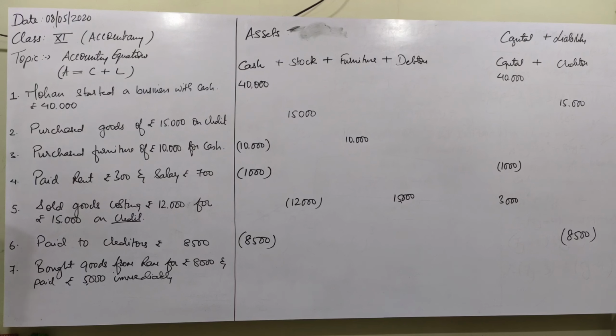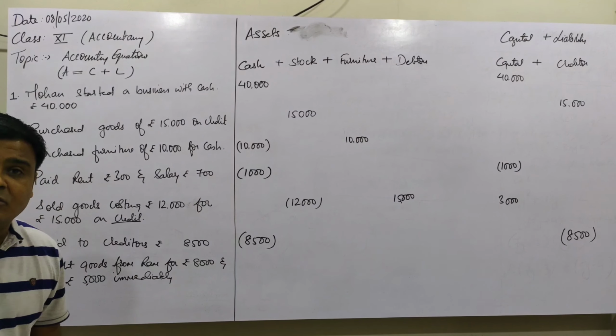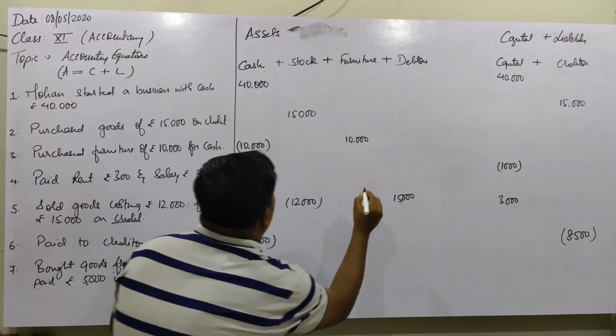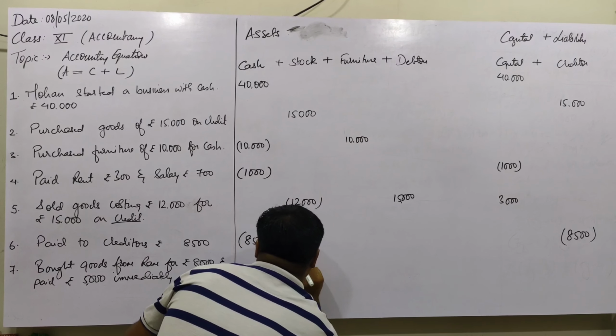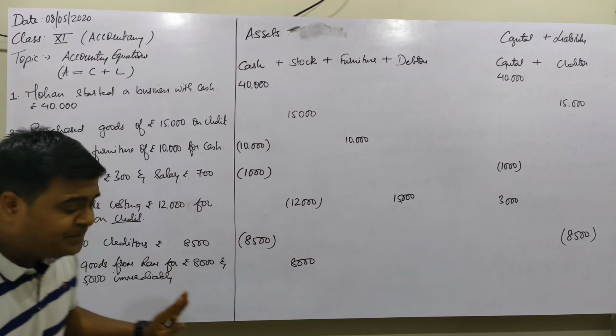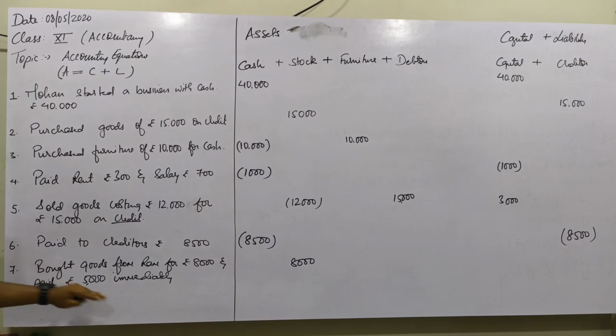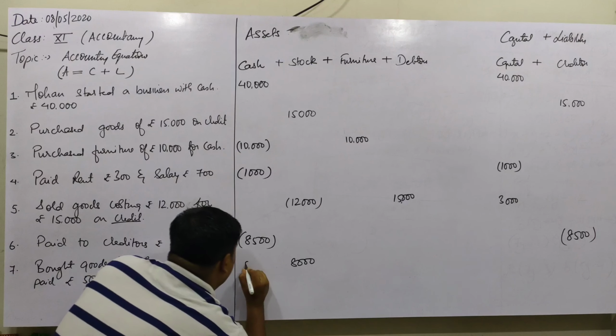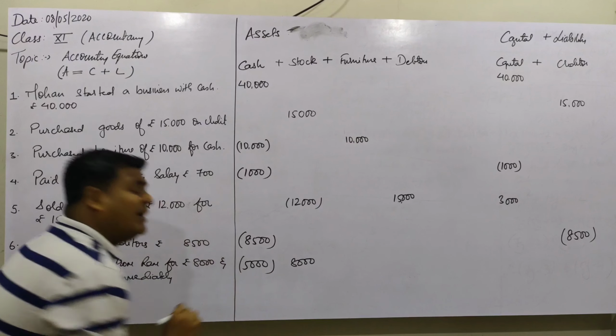Now the last transaction says bought goods from Ram. We have purchased goods from Ram for rupees 8,000. So our goods will be increased by 8,000. Let us see where the goods are. Stock is increased by 8,000 rupees, and we paid rupees 5,000 immediately to Ram. So our cash will reduce.